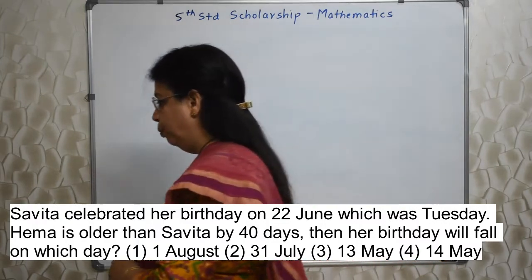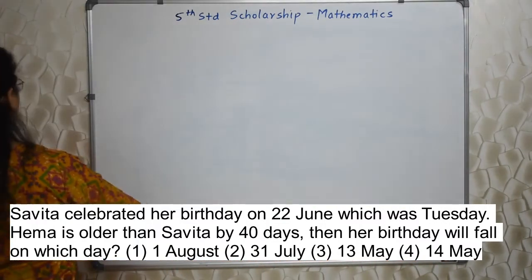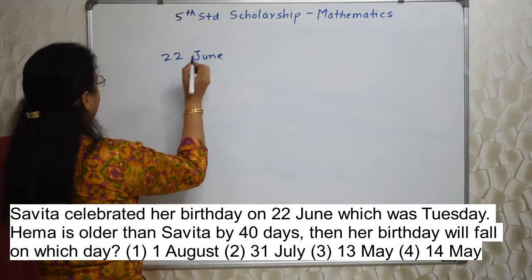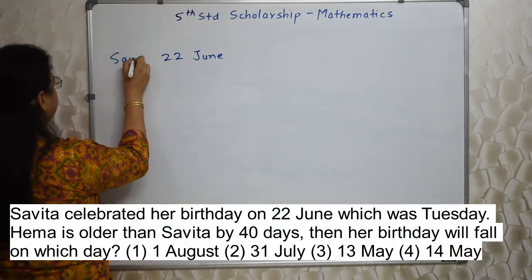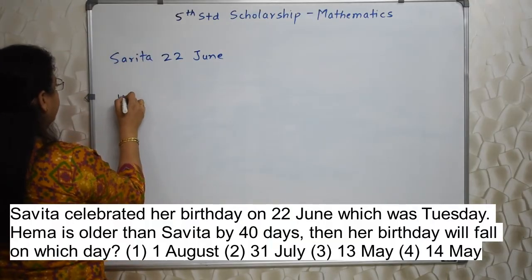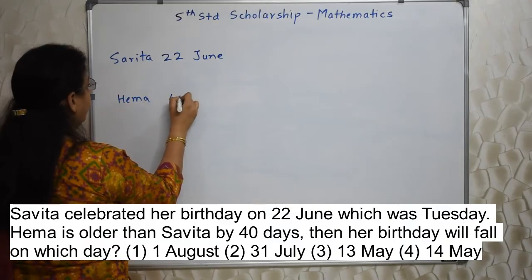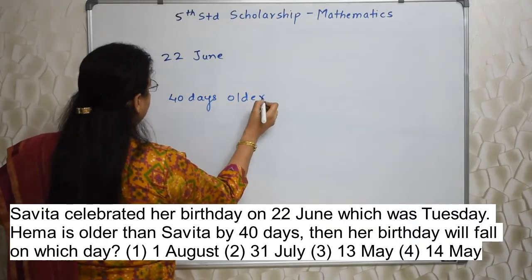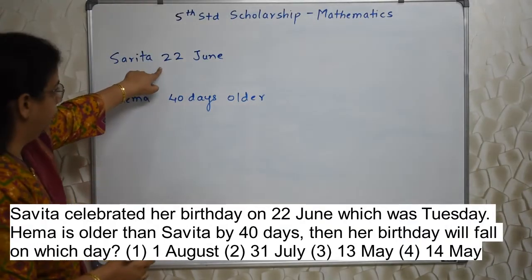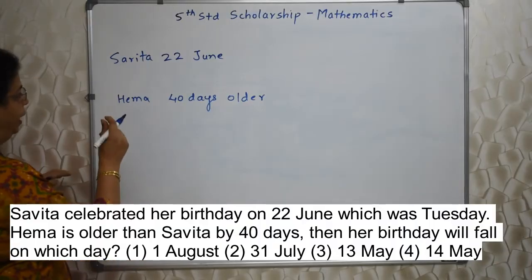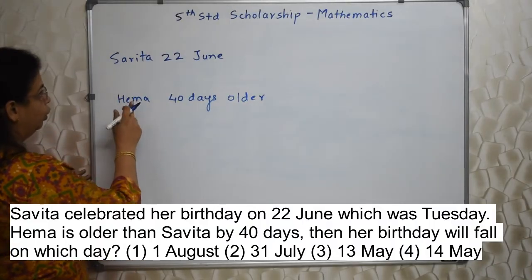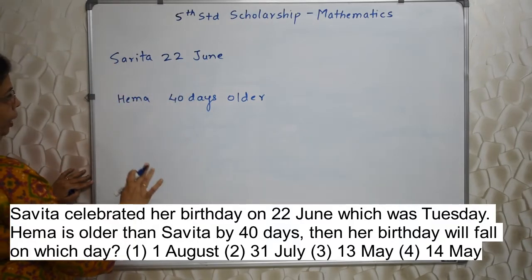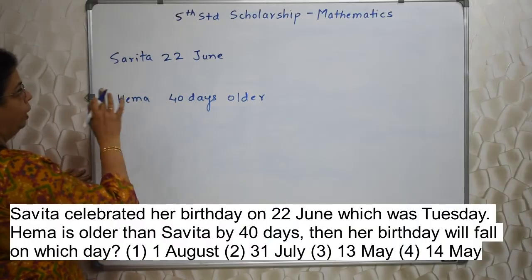Now, what information is given? Savita's birthday is on 22nd June. Right? And Hema is 40 days older, means she is born 40 days before Savita. So in fact, if we want to find out the birthday of Hema, we need to go back 40 days from 22nd June. Okay, 22nd June means 1 to 22nd.